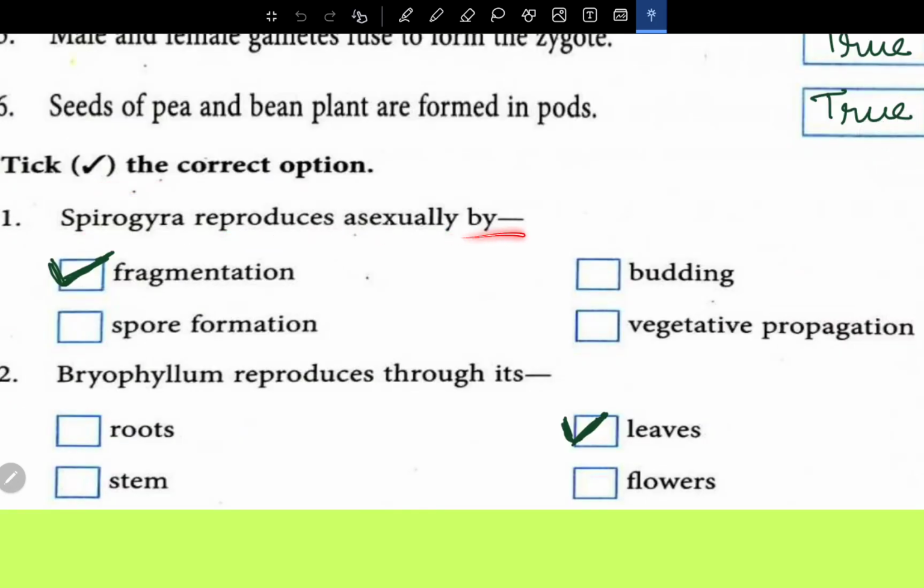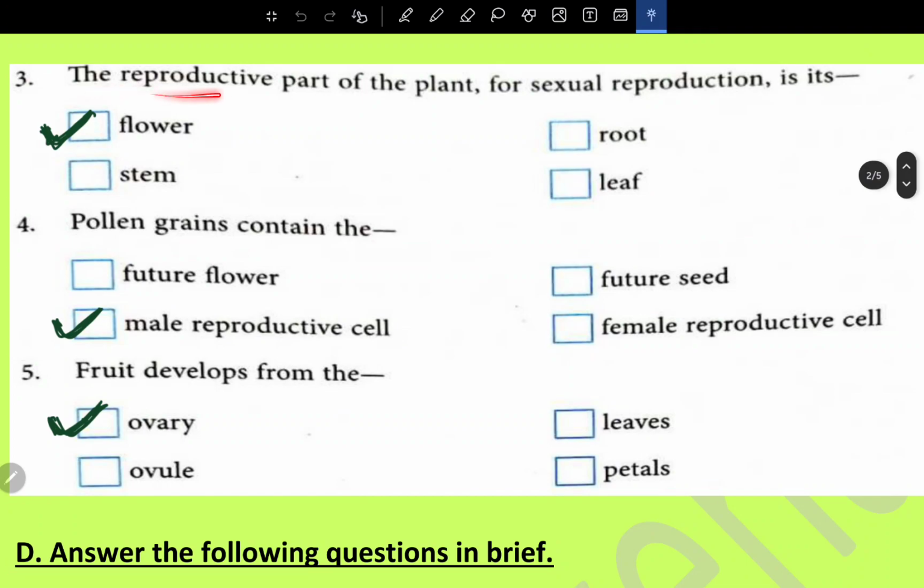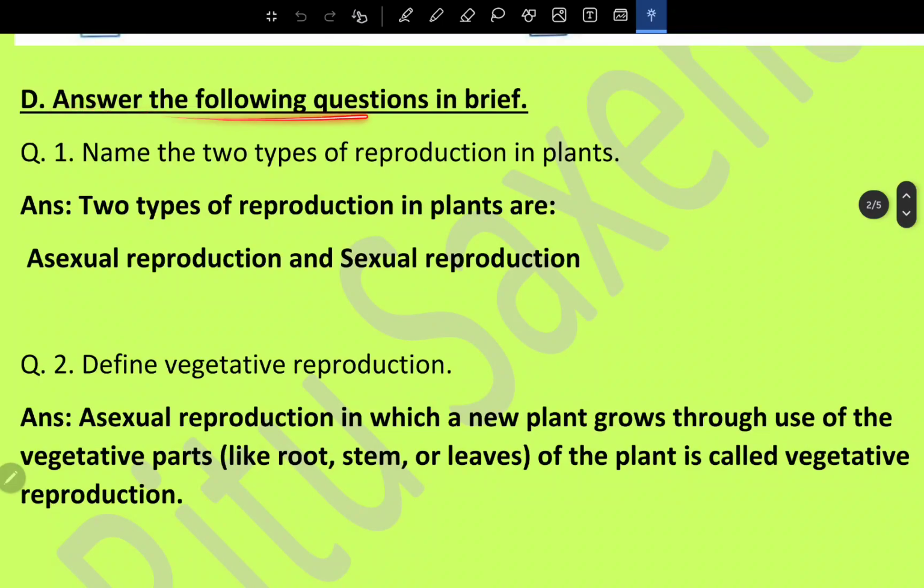Spirogyra reproduces asexually by fragmentation. Bryophyllum reproduces through its leaves. The reproductive part of the plant for sexual reproduction is its flower. Pollen grains contain the male reproductive cell. Fruit develops from the ovary. Now answer the following questions in brief.